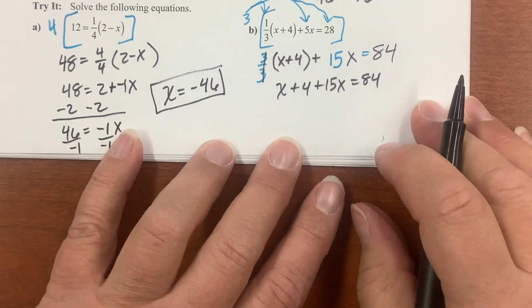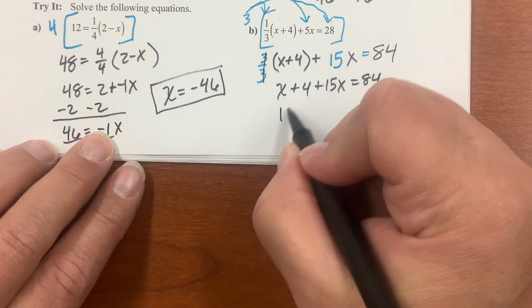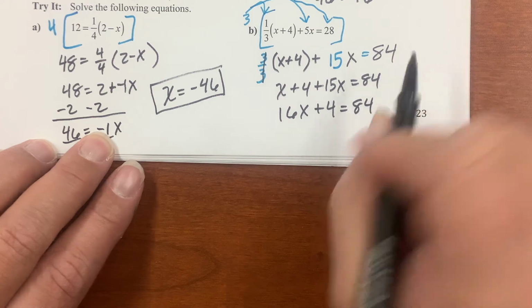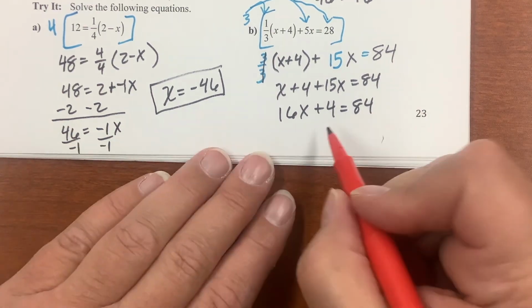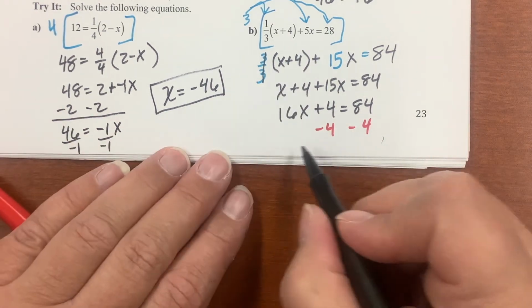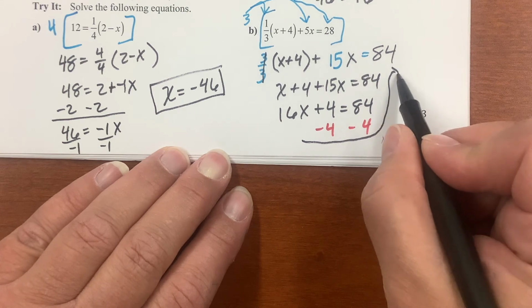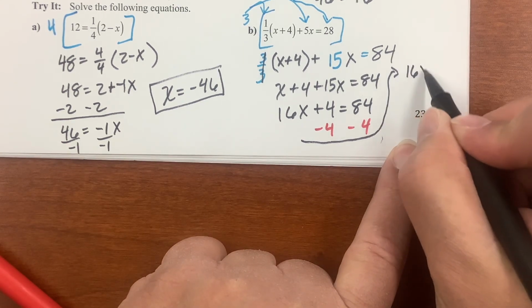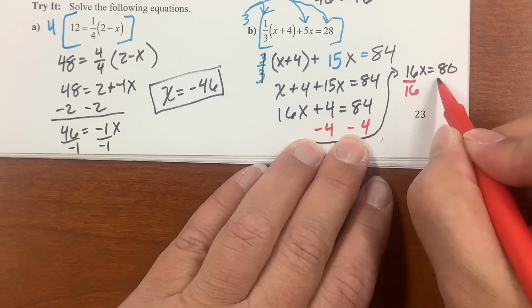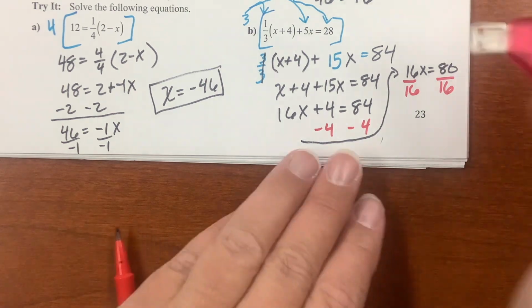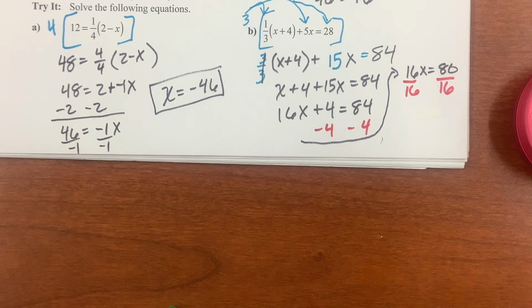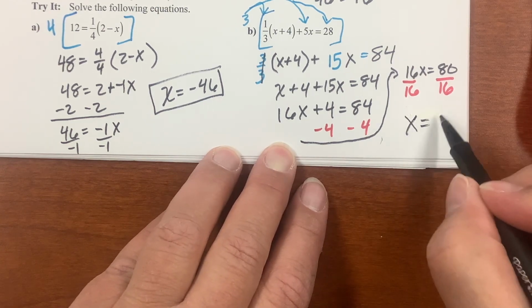Well, that is a lot of problem going on there. Whoops, 16x plus 4 equals 84, minus 4 from both sides, and this needs to come up here because I've run out of space. 16x equals 80, divide by 16, divide by 16, and get rid of the 23 because it's in my way. X equals 5. That was a lot of work, that one. I like it. X equals 5.